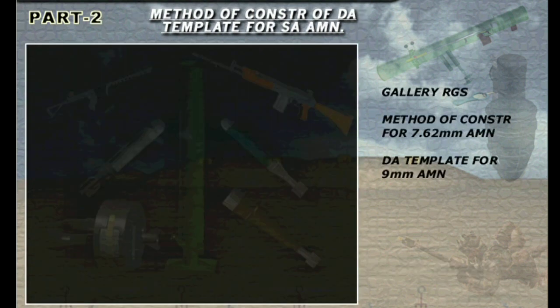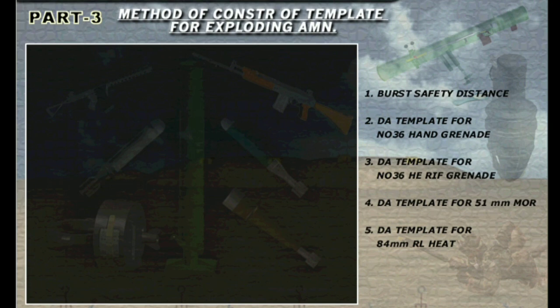Let us see. Part 2. Method of construction of danger area template for small arms ammunition. Part 3. Method of construction of template for exploding ammunition.